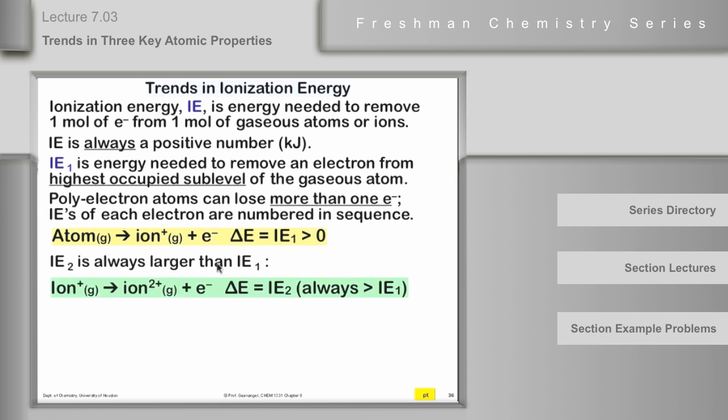IE2 is always, without exception, larger than IE1 for the same atom. IE2 requires us to start with the ion that's produced in the first step and remove an electron from that ion to make now a dication. IE2 is always greater than IE1.